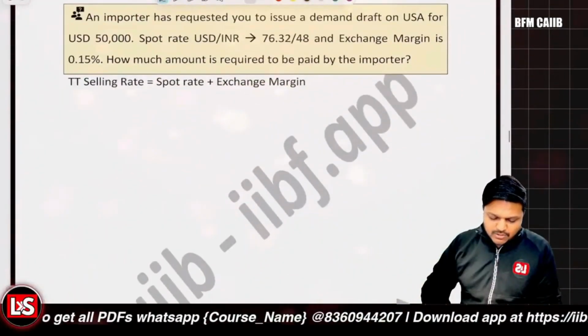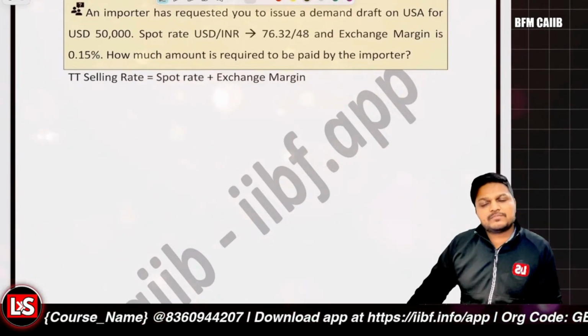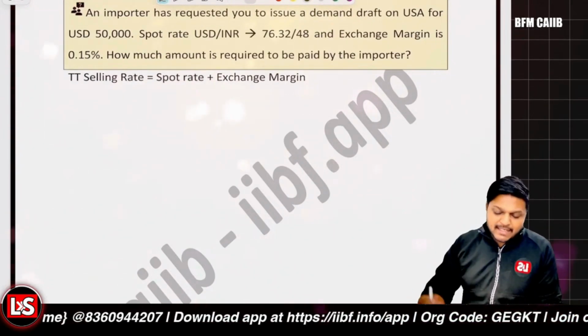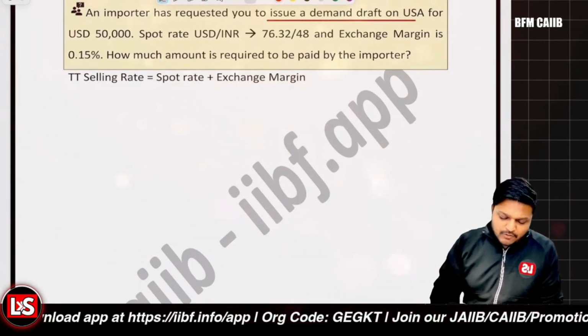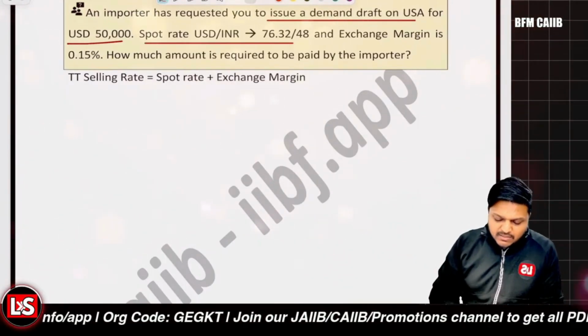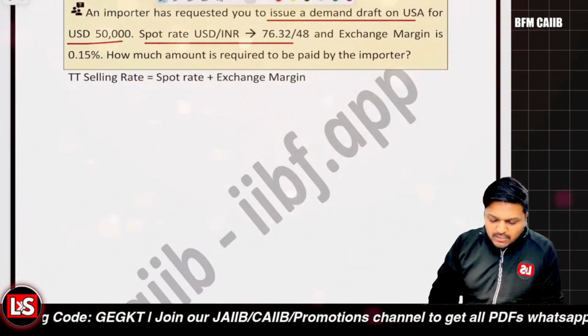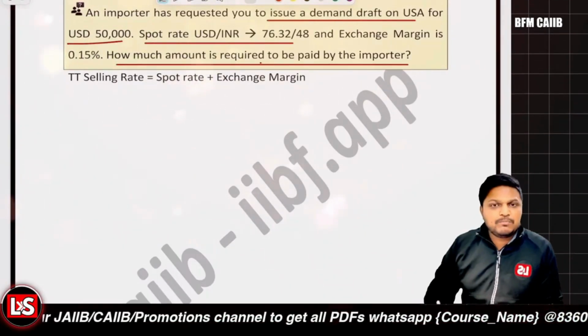And after that, the question says an importer has requested something. The third one: the importer has requested you to issue a demand draft on USA for 50,000 USD. Spot rate is given, exchange margin is given. How much amount is required to be paid by the customer, by the importer?